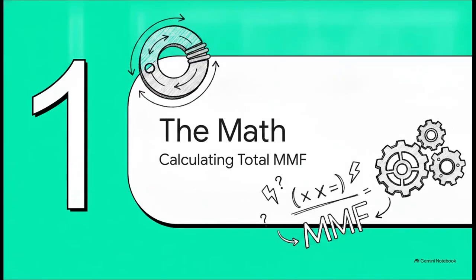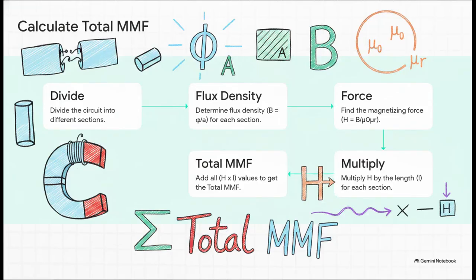Section 1. The math. Calculating total MMF. Let's break down how we actually crunch these numbers. All right, here is your 5-step procedure for getting this done. Step 1 is simple preparation. Just divide the magnetic circuit into its different sections based on the material and size.